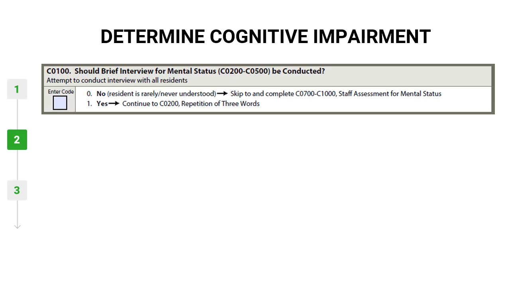If the patient interview using the Brief Interview for Mental Status, BIMS, was not conducted, indicated by a value of 0 for item C100, skip the remainder of this step and proceed to Step 3 to check staff assessment for cognitive impairment.